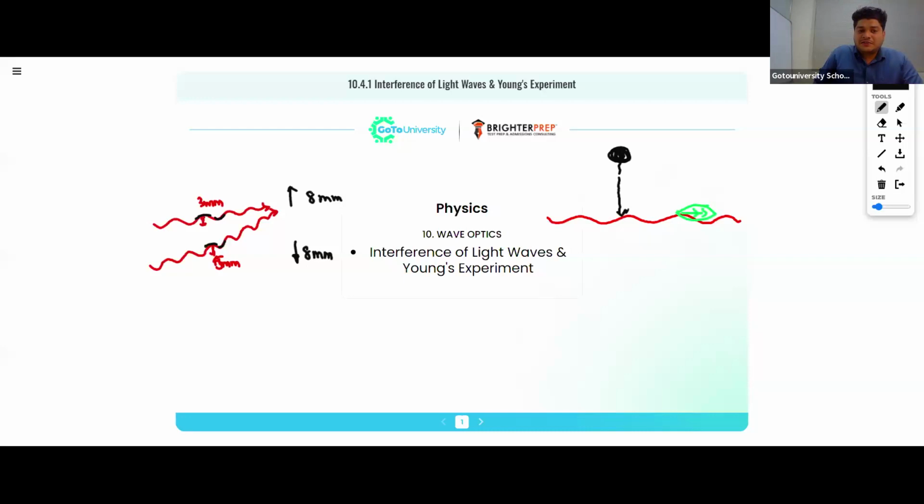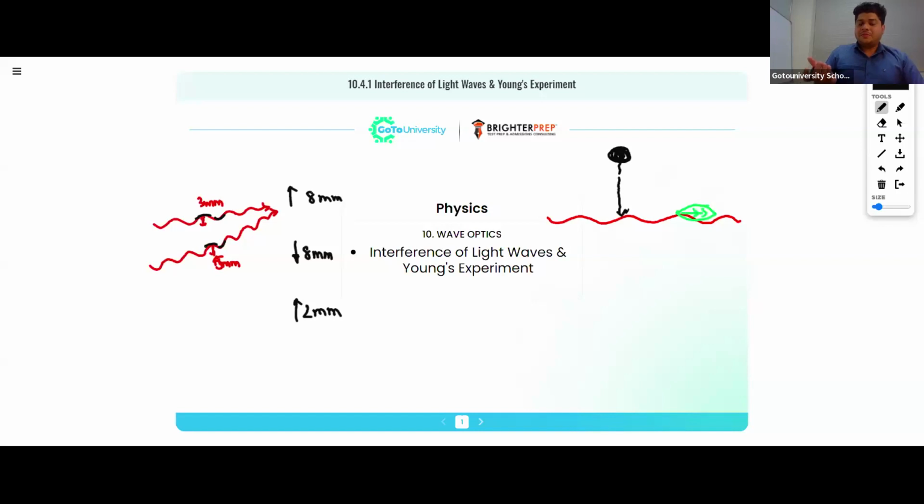Let us consider a 5 mm crest is reaching, and for the 3 mm a trough is reaching. 5 mm will raise the leaf, and 3 mm will lower down the leaf. So where will our leaf be? Our leaf will be 2 mm upside.